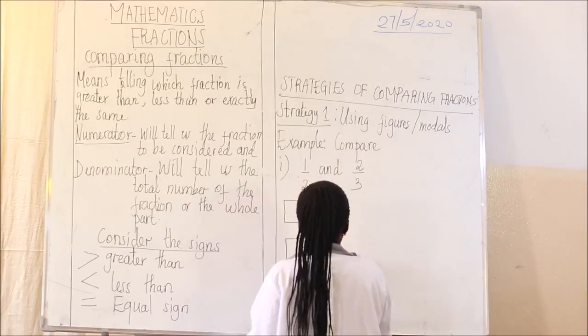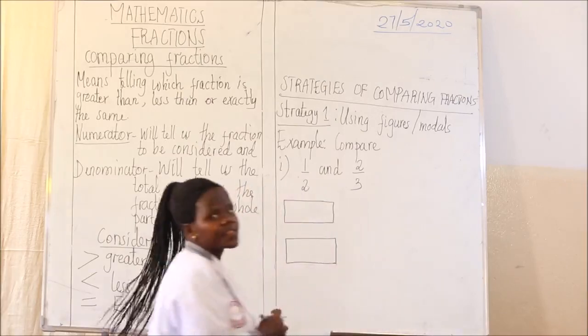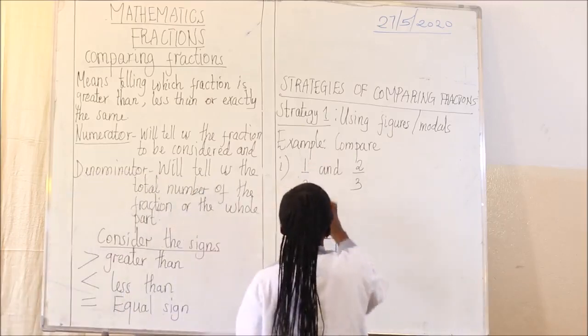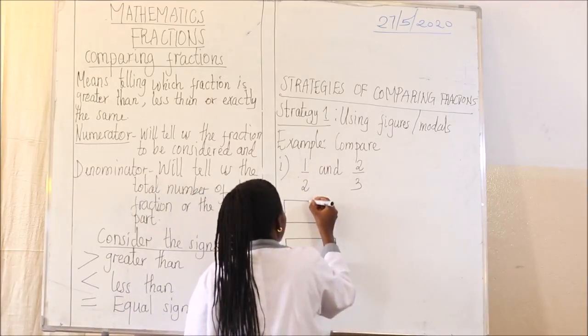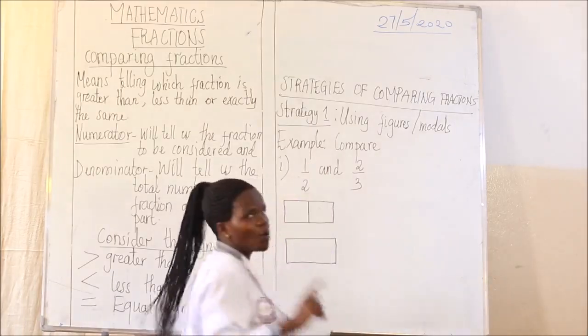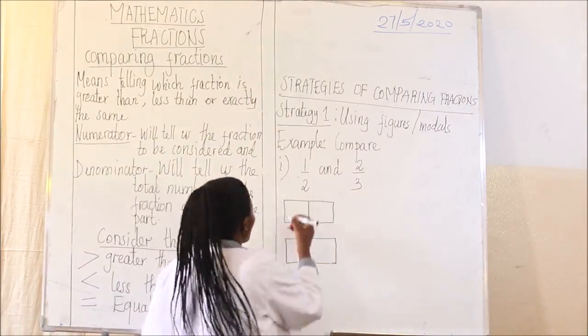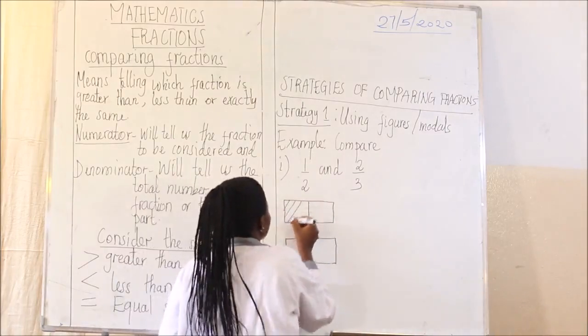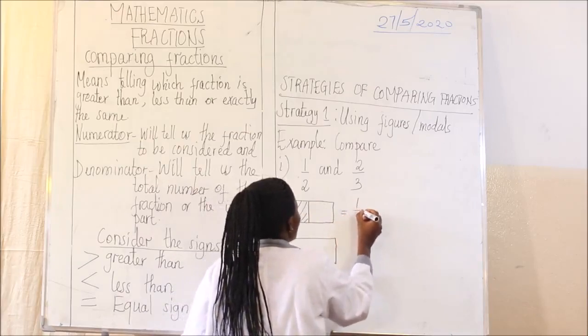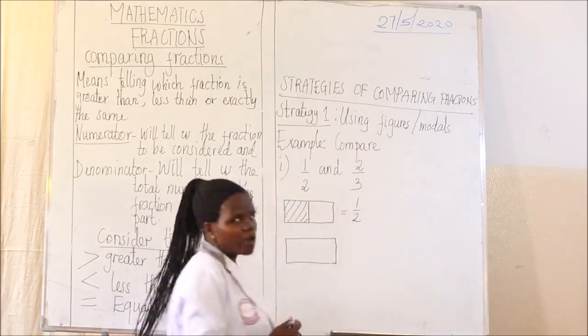Keep in mind when you are drawing, you have to draw the diagram of the same size. Now, coming with the first fraction 1/2, we can divide this one into 2 equal parts. Then, because it is 1/2, it means that one part is shaded. So we are going to shade one part here, and this is what we call 1/2, or 1 out of 2.